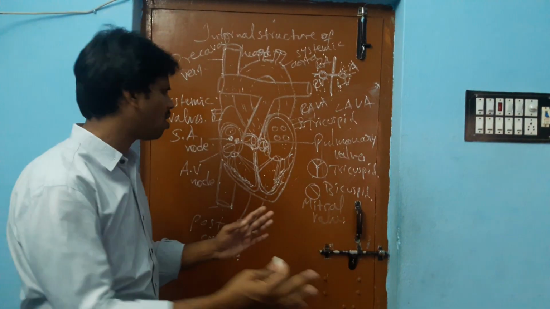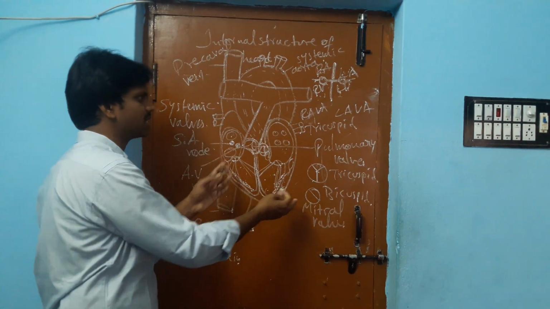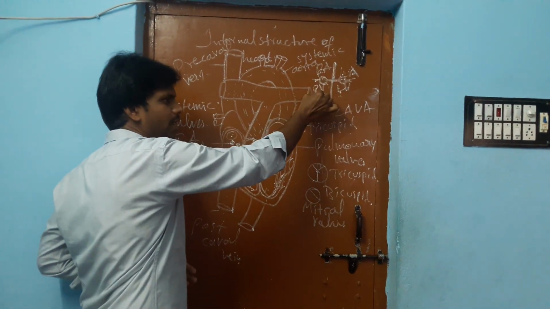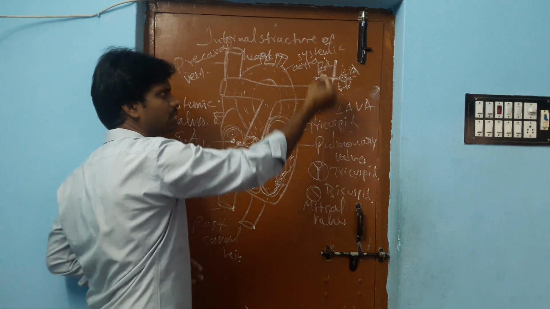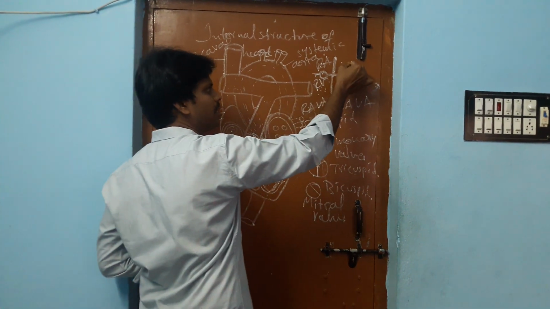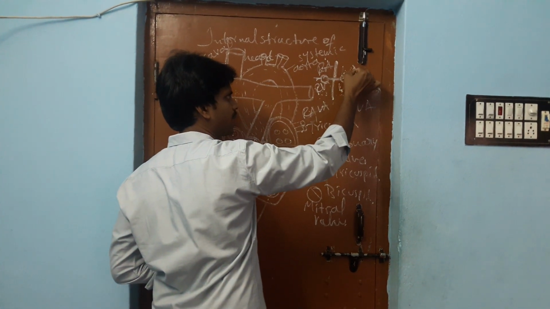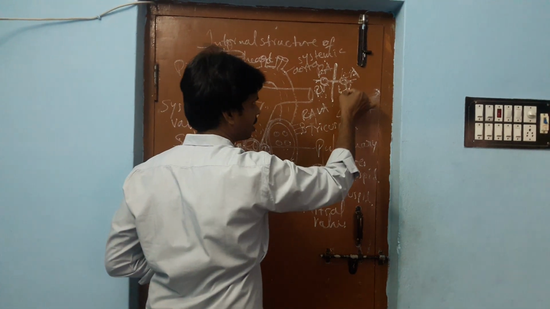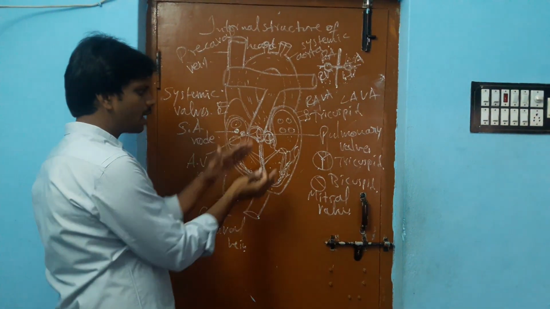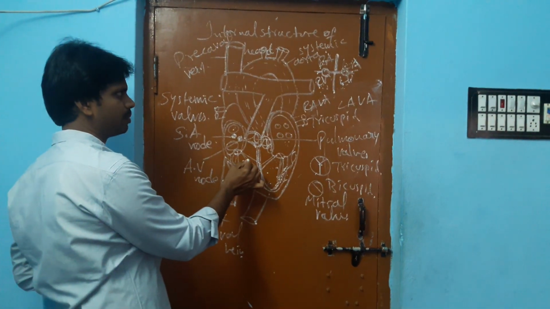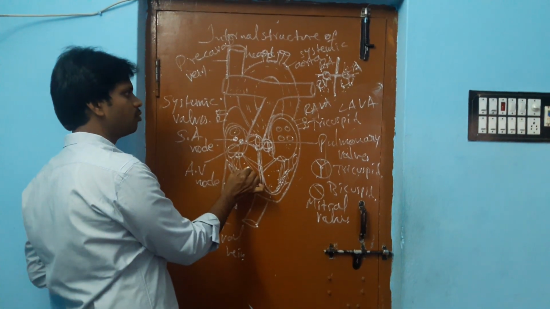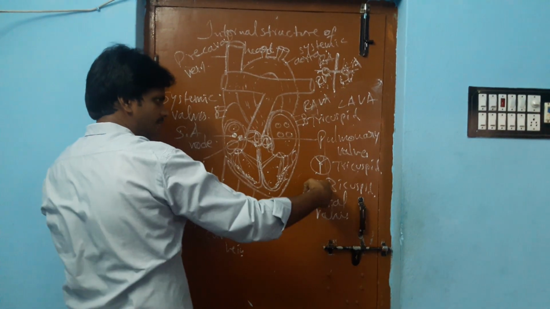What is the use of these valves? Valves allow the blood to flow only in one direction. The blood flows from the right auricle to the right ventricle, but not from the right ventricle to the right auricle. Similarly, oxygenated blood flows from the left auricle to the left ventricle, but not from the left ventricle to the left auricle. When the heart contracts, the deoxygenated blood from the right ventricle flows into the pulmonary artery, into the lungs.